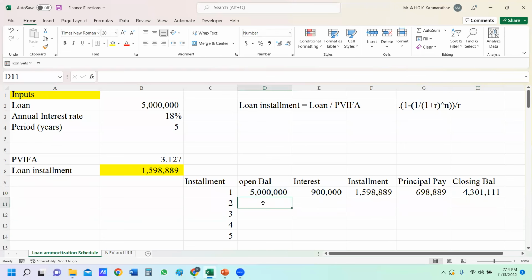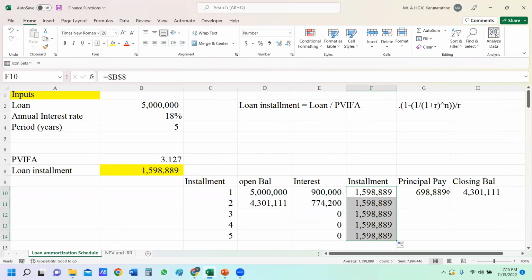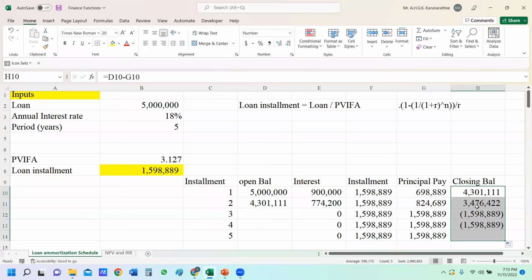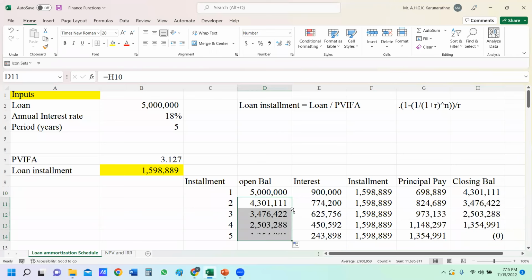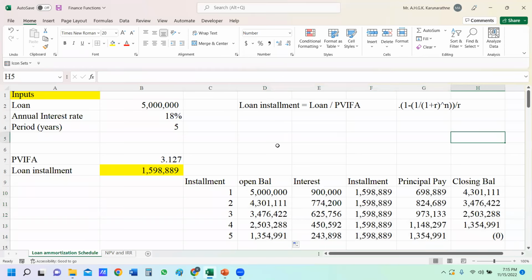This closing loan balance will be the opening loan balance for the next period, right? So that you can compute accordingly. Like this, if we do it correctly, at the end of the period, the balance should be 0. Yes, you can see at the end of the period, loan balance is 0. Okay, so this is how we prepare it if you are going to do it manually.